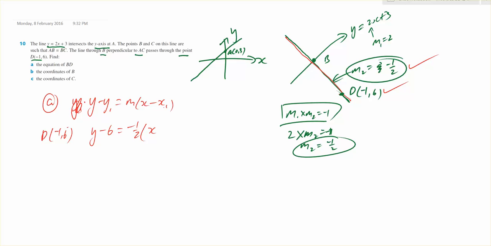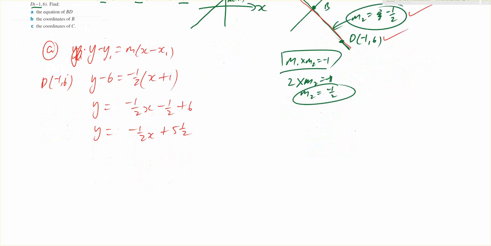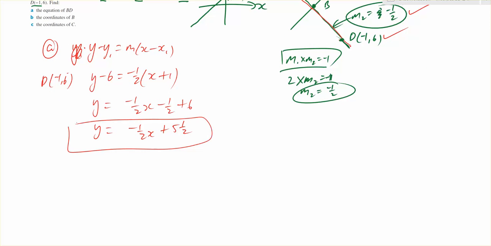So minus -1 is plus 1. Rearranging this to make y the subject, we get y equals -1/2 x minus 1/2 plus 6, so y equals -1/2 x plus 5.5, and that's your equation of the line BD.